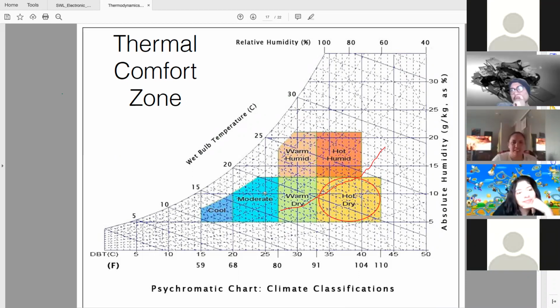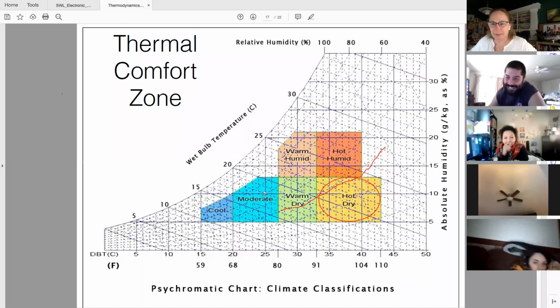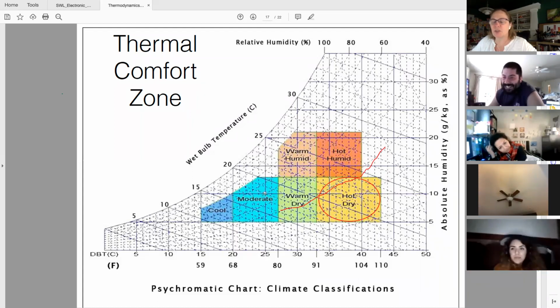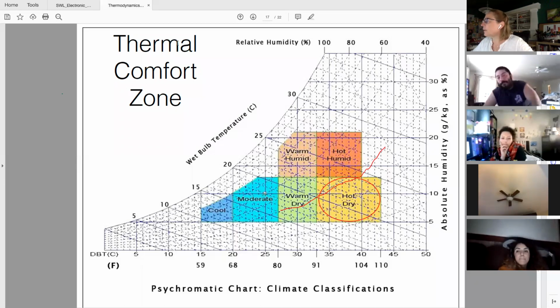Well, just a quick reminder, it's evaporative cooling. Desert climates, evaporative cooling, because it's adding moisture to the air. Okay. Let's look at the next one.